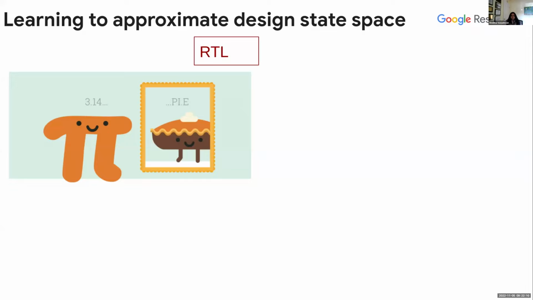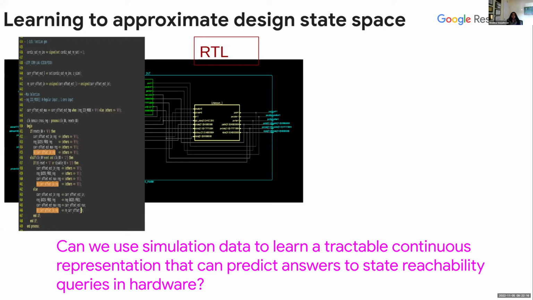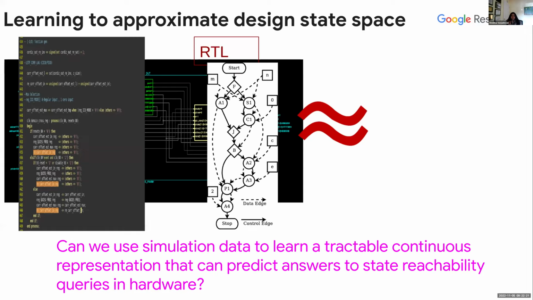So we asked the question, can we use simulation data to learn a tractable continuous representation that can predict answers to state reachability queries in hardware? Okay, so not only do we provide the simulation data, but we also want to provide the natural language and the graphical representations. And the reason to do this is because, as I just mentioned, with pure simulation data, the approximation that would be learned would be only as good as the quality of training data or simulation data that was used to train this model.